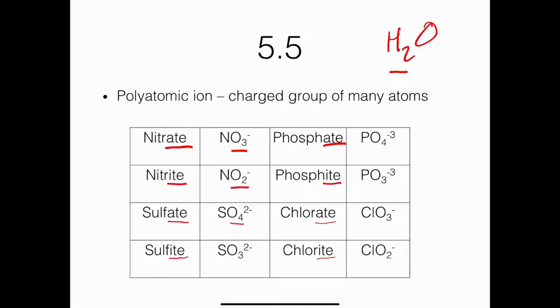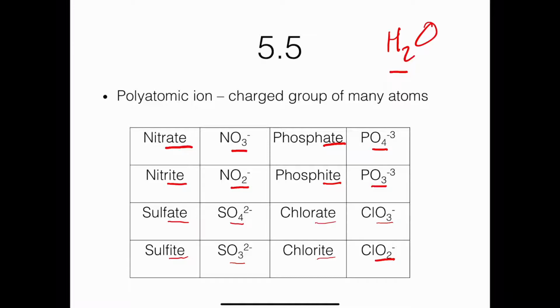Sulfate, 4 oxygen. Sulfite has 3 oxygen. Phosphate has 4. Phosphite has 3. Chlorate has 3. Chlorite has 2. Notice the charge is the same as long as the first element is the same. So when we have NO3, that's a -1 charge. NO2 still has a -1 charge. The only difference there is the number of oxygens that are present in the polyatomic.